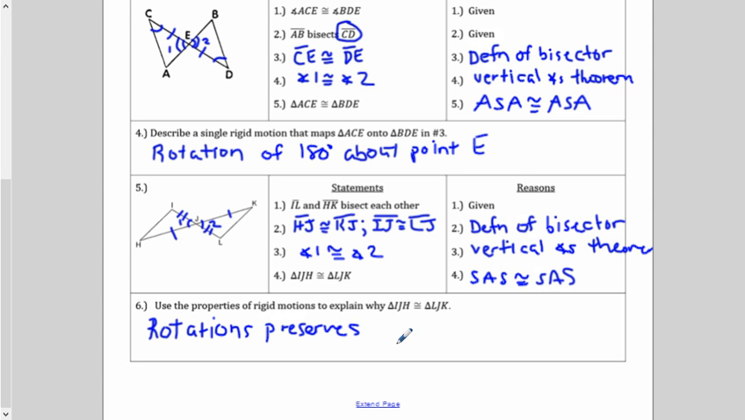I was having trouble talking and writing at the same time. If the corresponding sides are congruent, that means the distance is preserved. And the corresponding angles are congruent, that means the angle measure is preserved. Then our triangles have to be congruent. And angle measure. Okay. There we go.